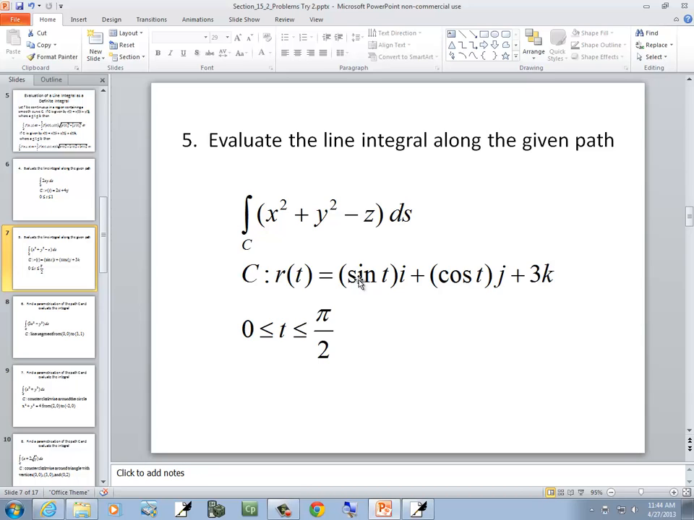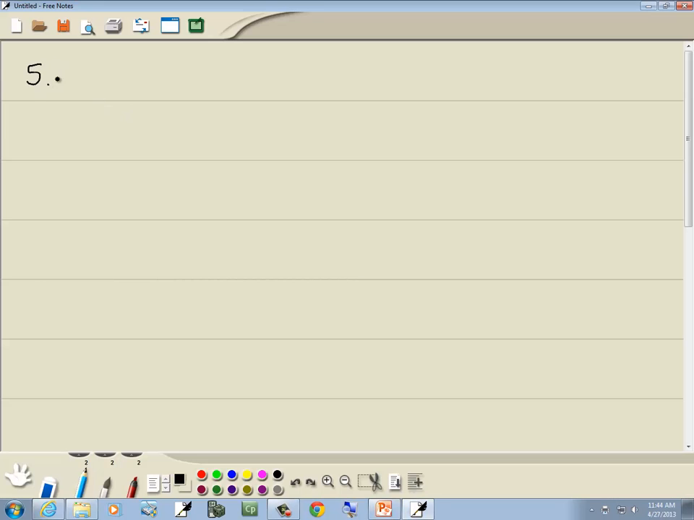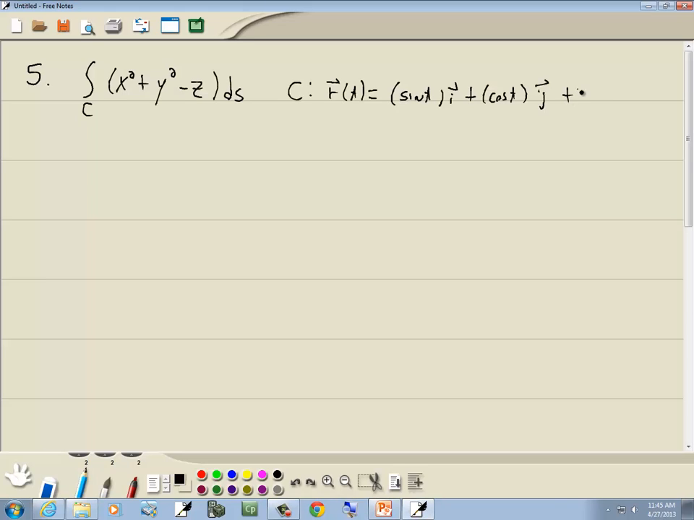Let's take a look at this problem. The integral of x squared plus y squared minus z ds, and C, yet again we're given r, so that's very nice, is equal to sine t i plus cosine t j plus 3k. And then t is going to go from 0 to pi over 2.